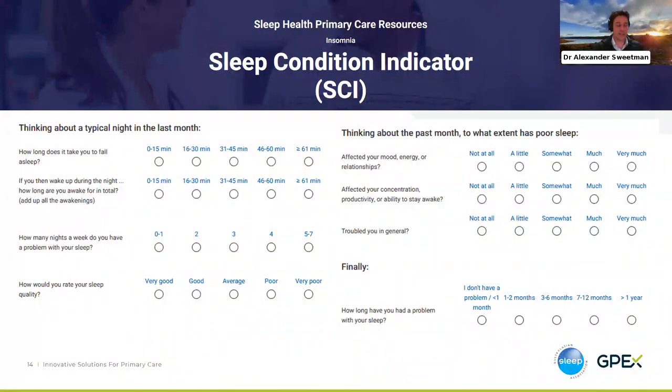So this is the Sleep Condition Indicator, an interactive questionnaire on the primary care resource that maps onto DSM-5 diagnostic criteria for insomnia. So we can see the first 2 questions relate to those difficulties falling asleep at the start of the night and difficulties maintaining sleep throughout the night, the frequency of sleep problems per night, overall sleep quality, some of the different daytime impairments or daytime factors related to insomnia, and finally the duration of the sleep problem to differentiate acute insomnia from chronic insomnia.